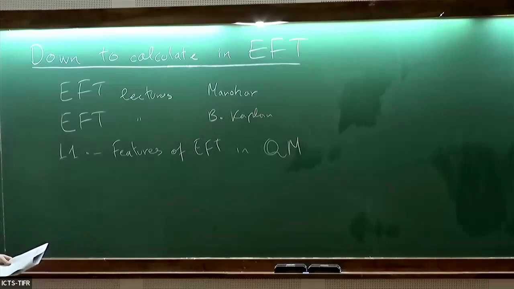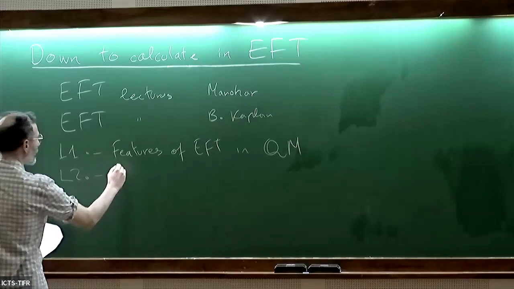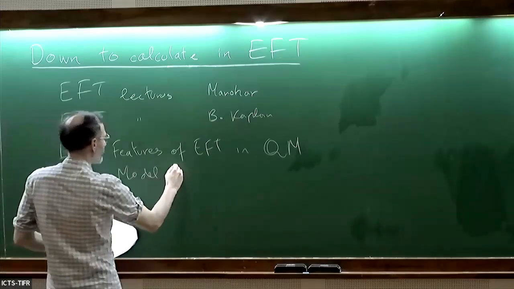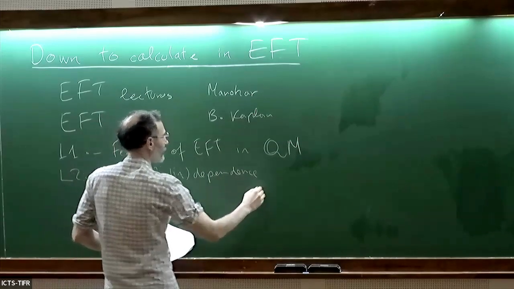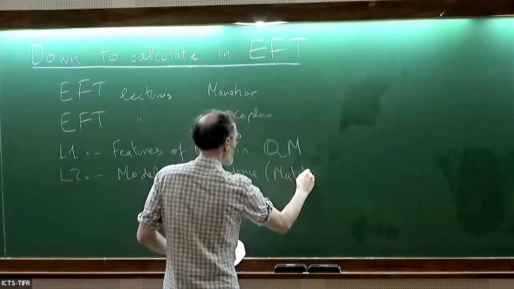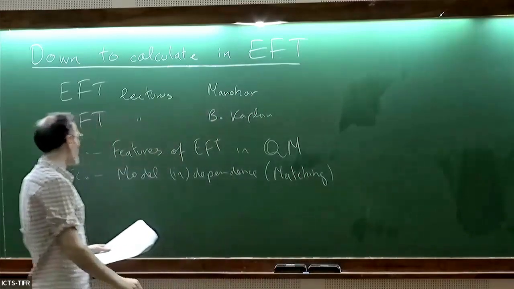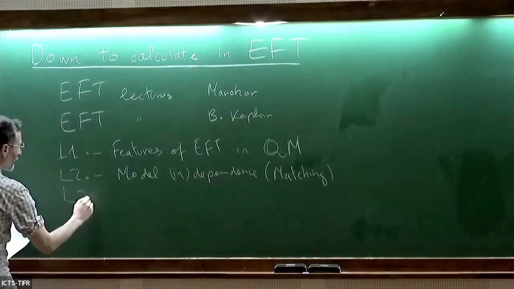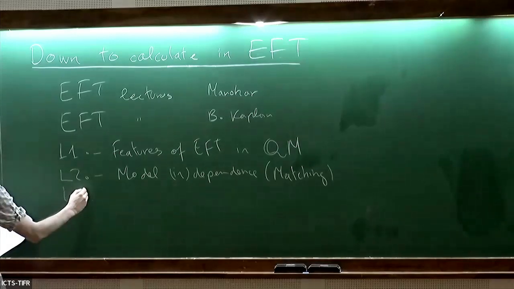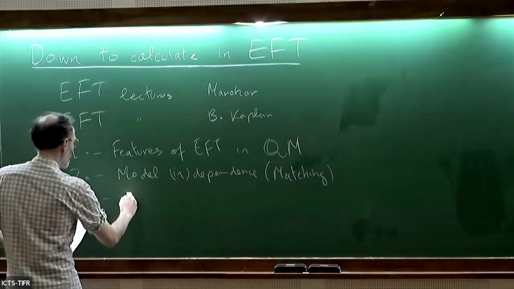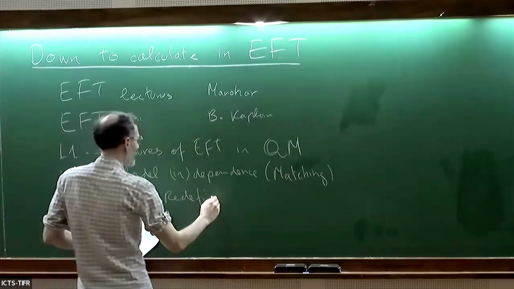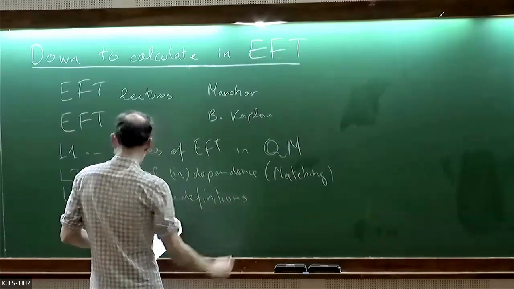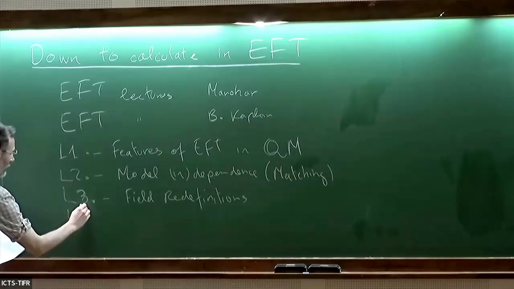We'll cover a number of topics there, as outlined in a minute. In lecture 2, we'll learn about model dependence and independence. In particular, we'll look at what we call matching, again with a specific example that you can work through. In lecture 3, we'll look at field redefinitions. You've seen a little bit of this already. Perhaps also unitarity if we have time.